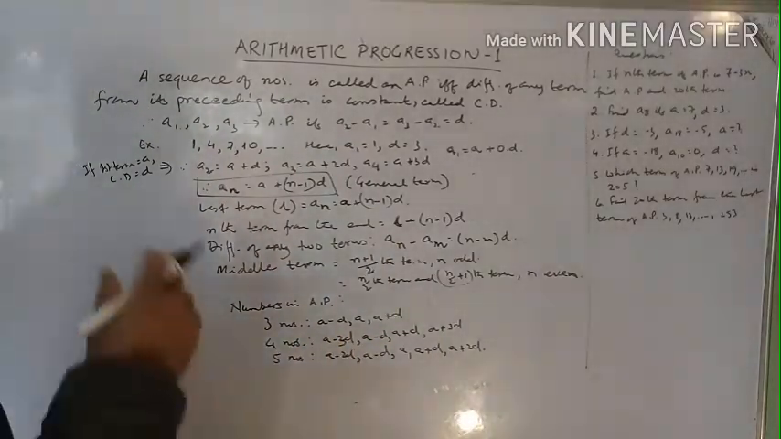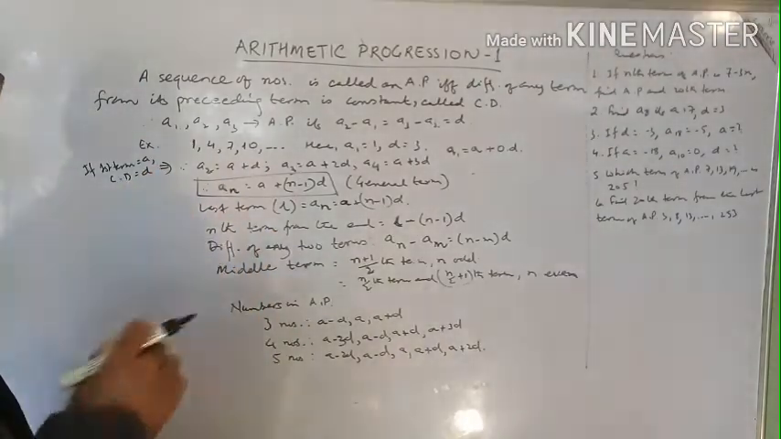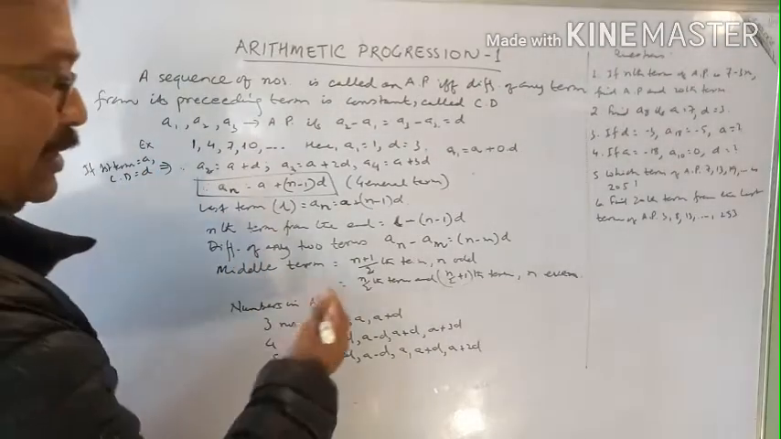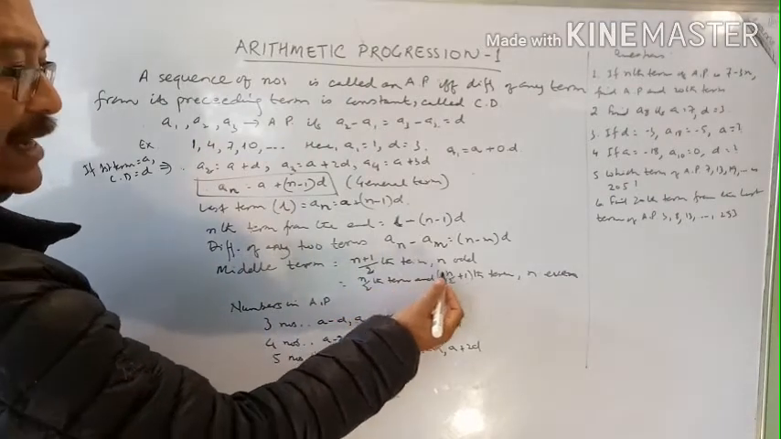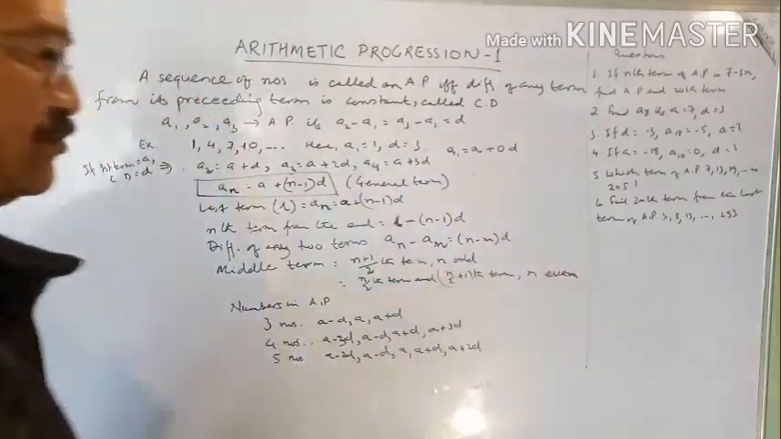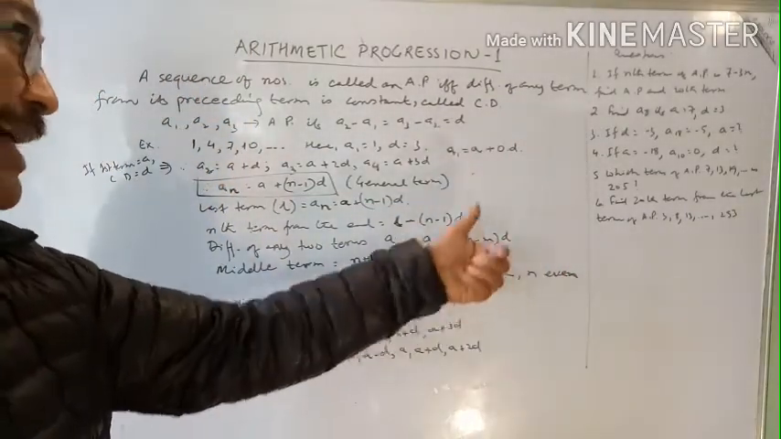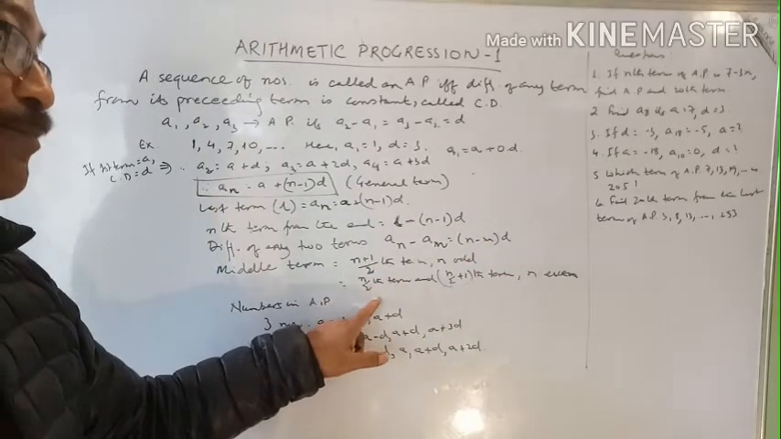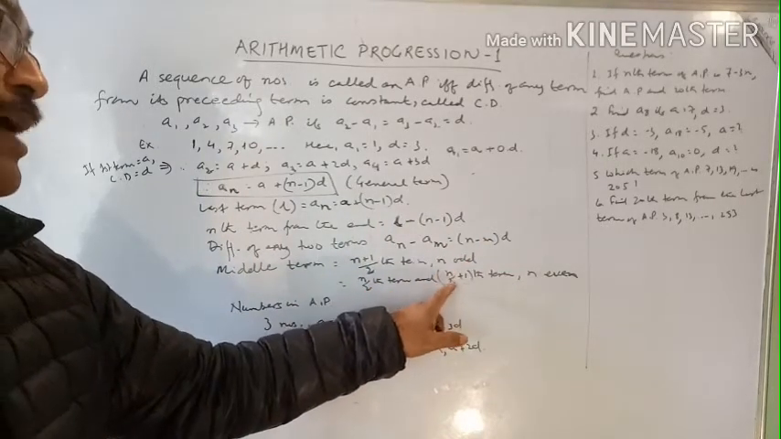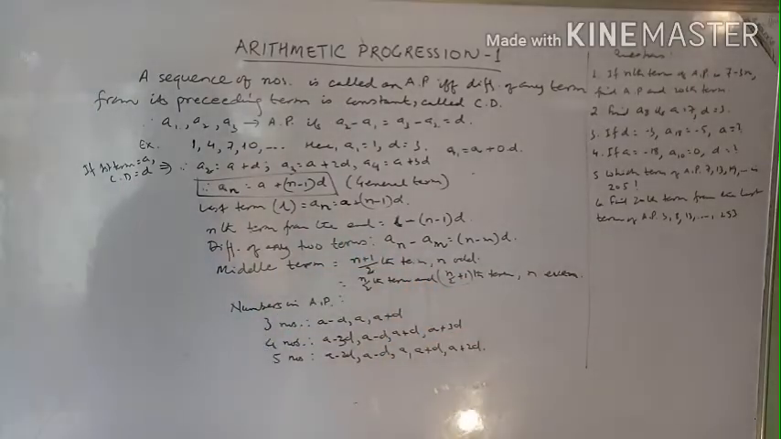But if n is even, then there will be two terms in the middle. Those two terms will be the n/2th term and the (n/2 plus 1)th term. Suppose there are 10 terms, n equal to 10. So 10 by 2, the fifth term, and 10 by 2 plus 1, the sixth term. So the fifth and sixth terms will be the two middle terms.